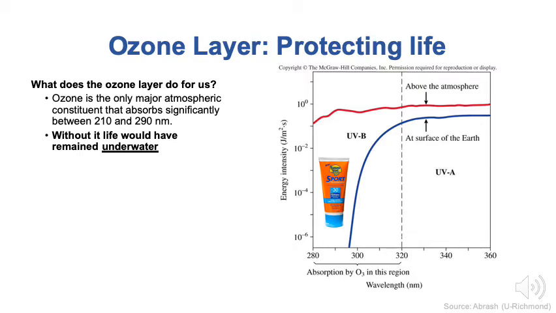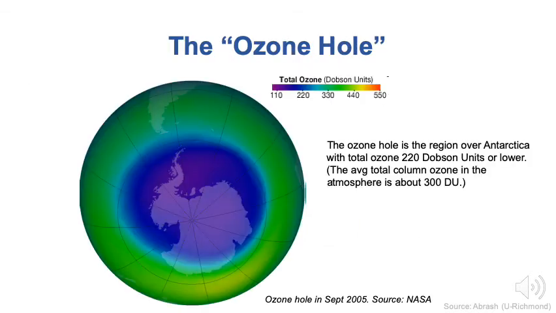If you came out, you would incur significant negative impacts of these high energy photons hitting your skin. Okay, so when you talk about the ozone hole, it's defined really as a region over Antarctica with total ozone of 220 Dobson units or lower. So again, the average is 300 Dobson units.